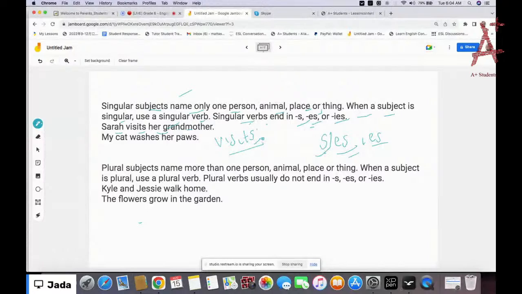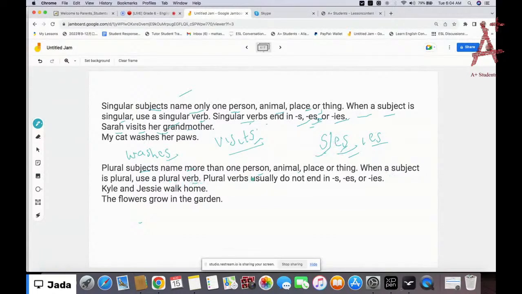Then, my cat washes her paws. The verb washes has the es. The next one is plural subjects, which name more than one person, animal, place, or thing. We all know that plural refers to more than one, two, three, four, five. When a subject is plural, use a plural verb.